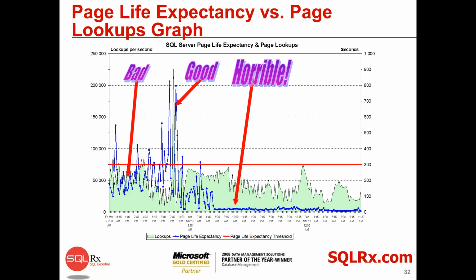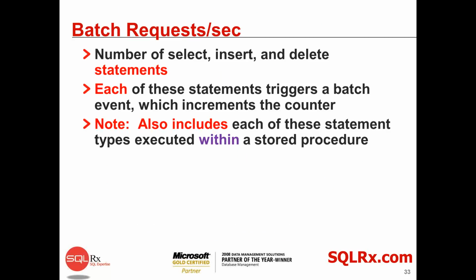In this case, you can see that we have a very bad situation, then we have a good situation, then we have a horrible one. So what you want to do is be in the good range where you're above the 300 seconds, and you want to stay out of the part where you're below. Because if you're in the bad or horrible phase, you're actually spending a lot of time churning and doing database overhead trying to get things to happen.